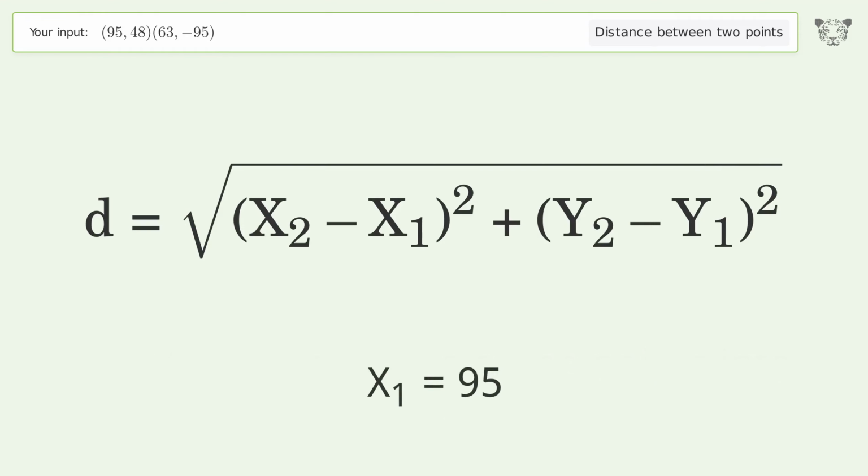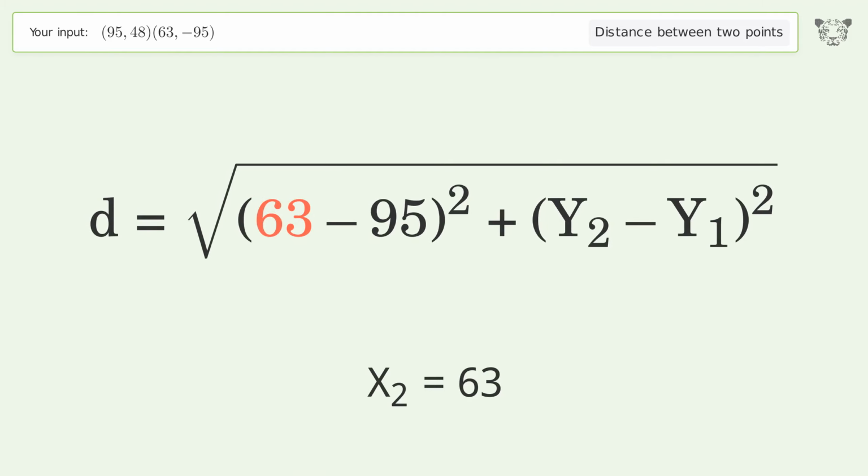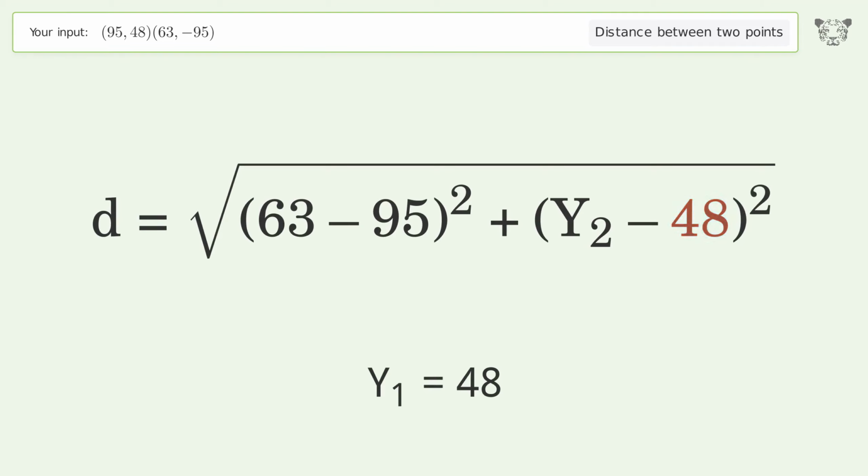x1 equals 95. x2 equals 63. y1 equals 48. y2 equals negative 95.